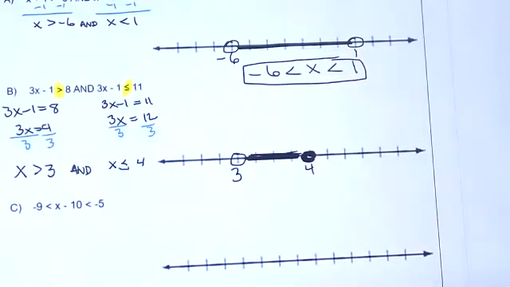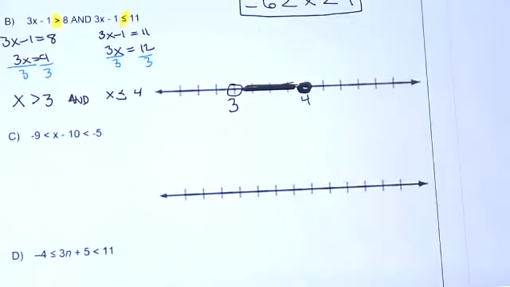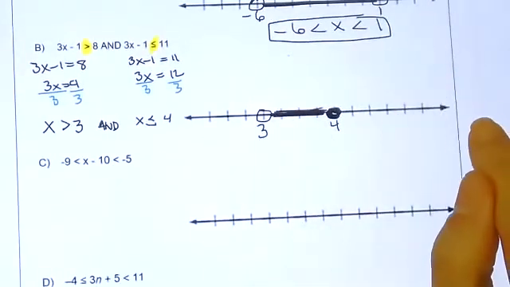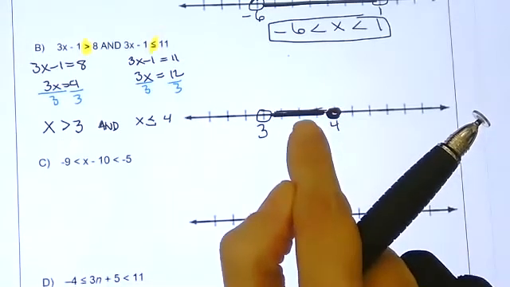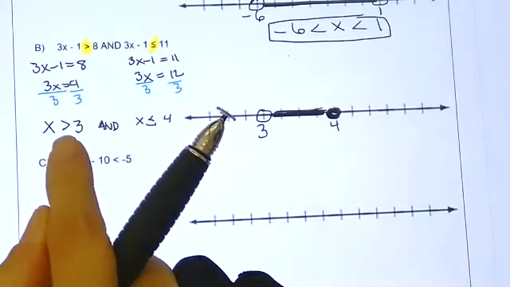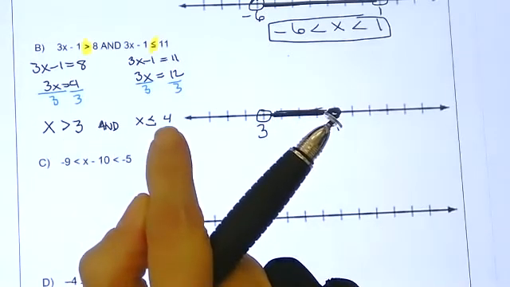With an "and," you can pretty much expect your shading is going to be in between the two values. And you don't have to do that highlighting. I'm just doing it to illustrate what's going on. But I mean, look at the shading. Are those the numbers that are greater than 3? And those numbers are also less than or equal to 4.